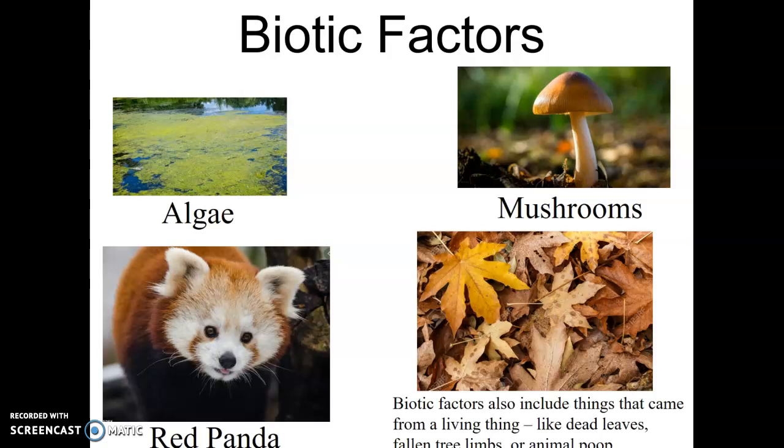That was a misconception I saw last week in one of the activities that you guys did. I had people put leaves on the ground or tree limbs as abiotic factors, but they're actually biotic because they came from something that was living. So things like dead leaves, fallen tree limbs, or even animal poop would be biotic factors.